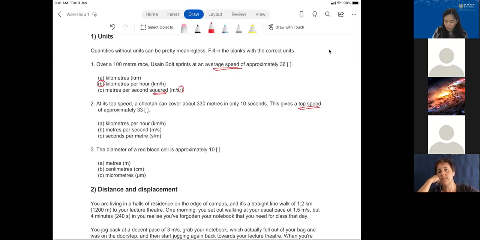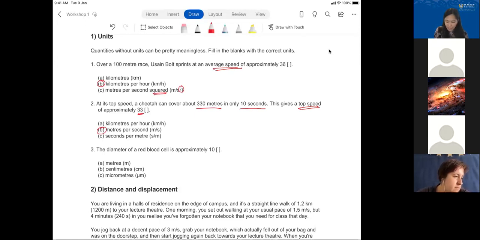So top speed, so we're again looking at the unit for speed. So that automatically eliminates choice C. Seconds per meter is obviously wrong. It's not the unit for speed. We have kilometers per hour, that's a unit of speed, and so is meters per second. But 33 here fits the units meters per second. So 33 kilometers per hour doesn't really fit the given values for the distance and time, and therefore the answer will be 33 meters per second.